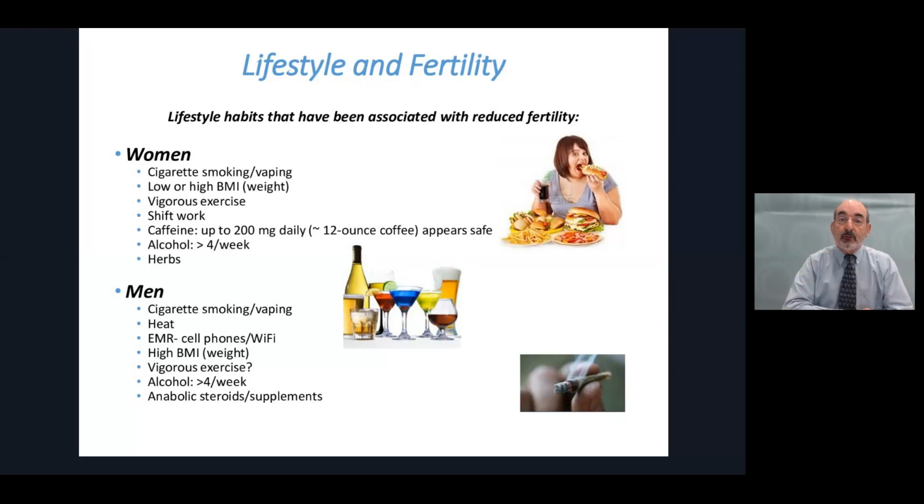This also includes electronic cigarettes and vaping. There's not good evidence that these forms are any safer than conventional tobacco smoking. So we strongly advise individuals to avoid vaping when they're attempting pregnancy, and again, women during pregnancy. We simply don't have any safety information at this point in time.